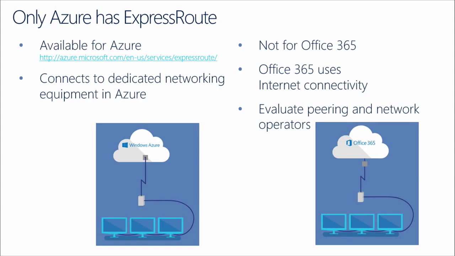Great. One solution that we wanted to talk about that allows you to improve your network reliability and performance is Azure's ExpressRoute. ExpressRoute is a private, dedicated line from your network to Azure, and it also has the added benefit of enhancing your security. ExpressRoute is not available for Office 365. Instead, as you already mentioned, Office 365 uses internet connectivity, which increases the importance of evaluating the peering and the network operators. Absolutely.